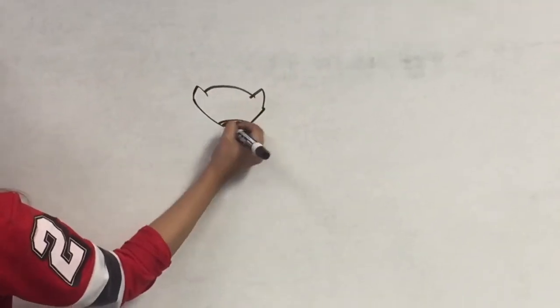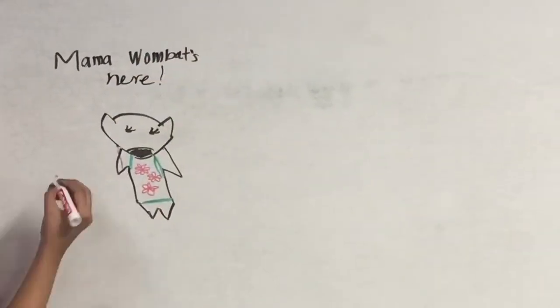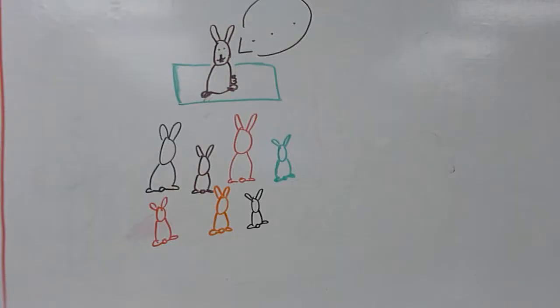Since Mama Wombat visited during the post-test, we can't claim that our treatment is the cause of the higher responsibility score. Social desirability bias probably took place when she was here because the wombats might not have wanted to look lazy in front of Mama Wombat.